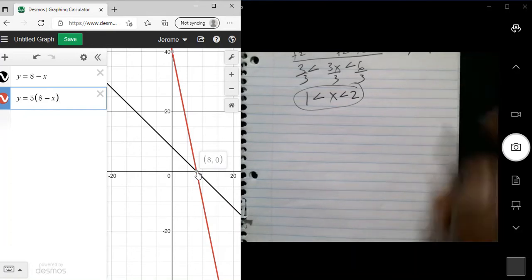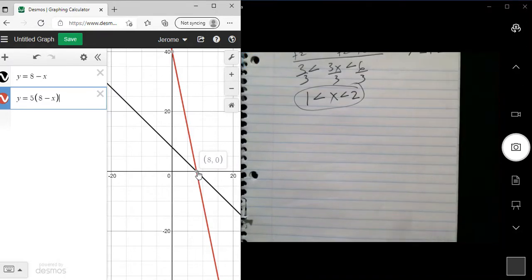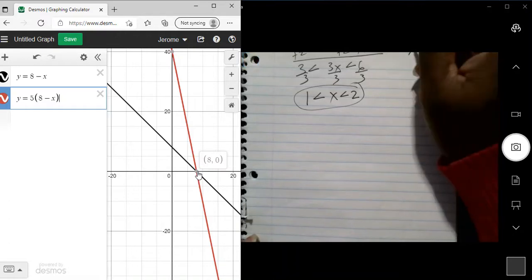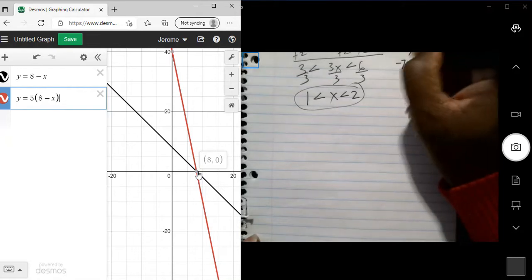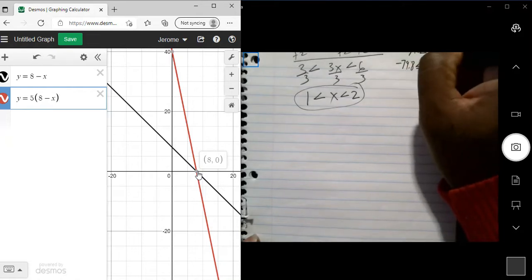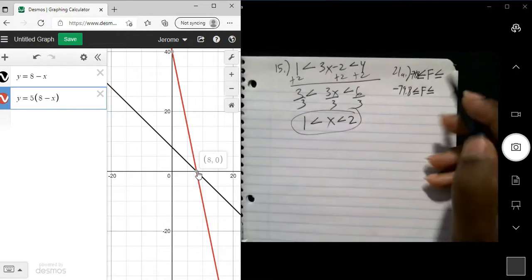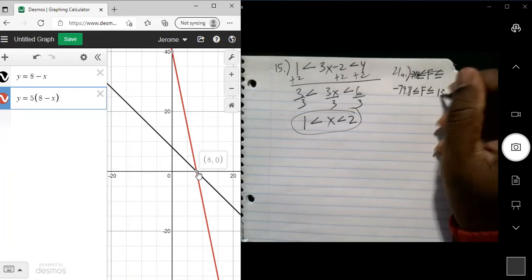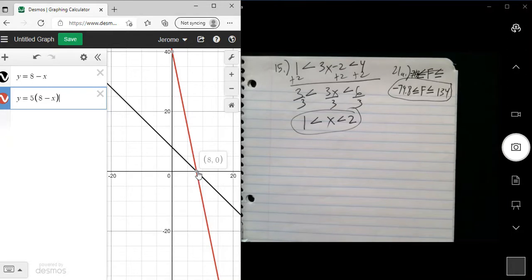Okay, so for 21A, first of all, we know that F will go in the center, because that's the Fahrenheit. And then we would know that it would be less than or equal to on both sides. On the left-hand side, we will put the lowest temperature, which was a negative 79.8. And then on the right side, we will have that high temperature, which was 134. So this is the compound inequality they're looking for.